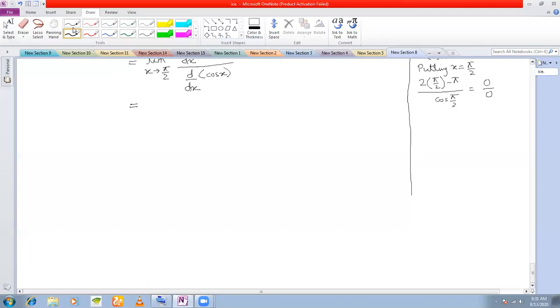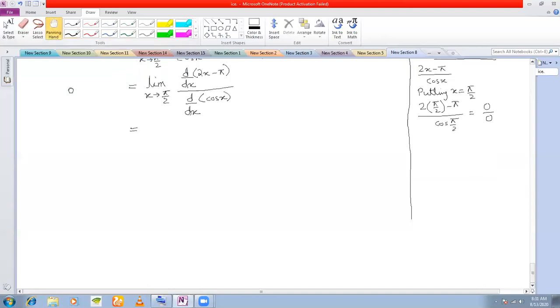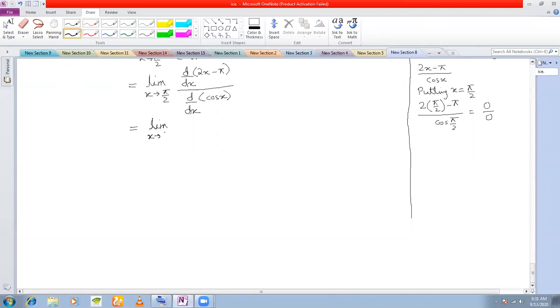What happens in the numerator? ddx of 2x minus pi is simply 2, right? And ddx of cos x is minus sin x. So now what do we have? We have minus 2 by sin x, or 2 by minus sin x, whatever.